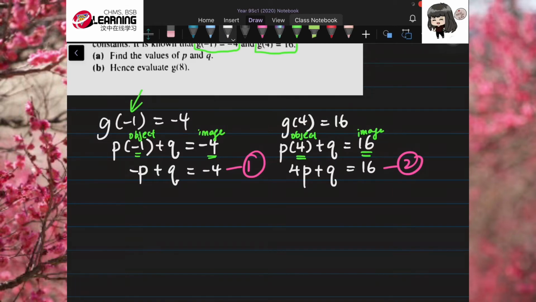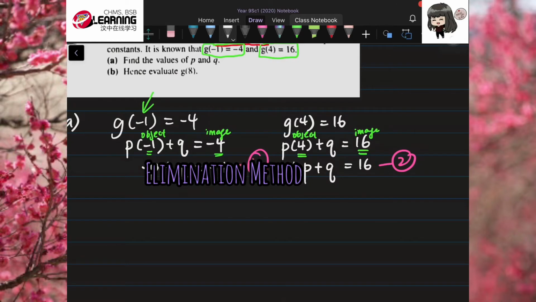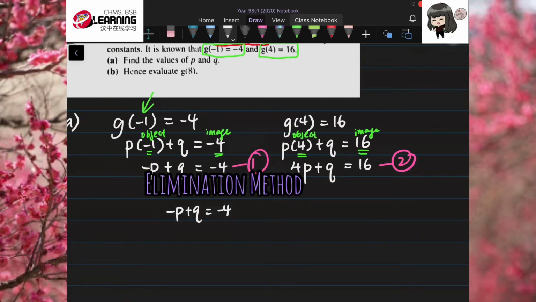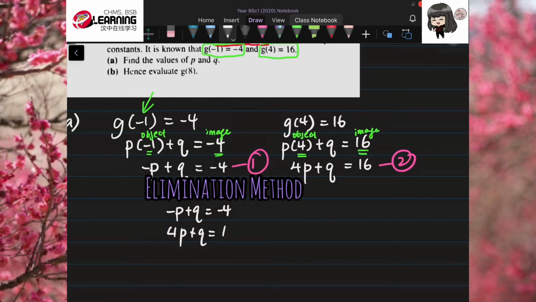So I will do the elimination method. I'll write down in this way: -p plus q equals -4, your first equation, and 4p plus q equals 16, which is your second equation.